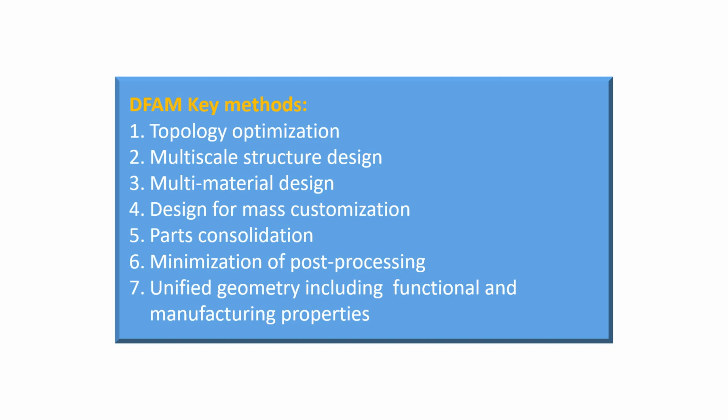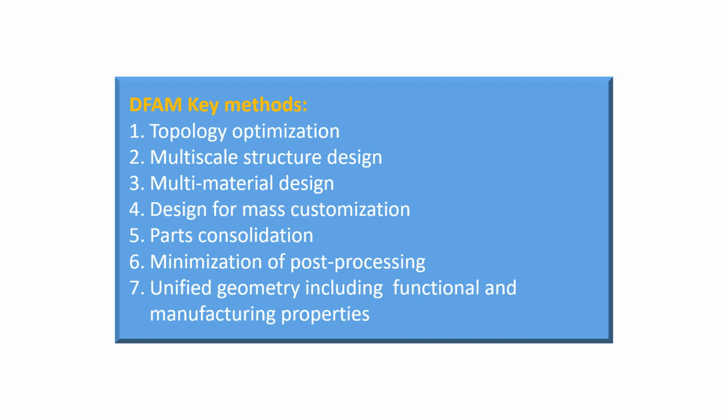6. Post-processing minimization. Minimizing the post-processing of additive manufacturing parts primarily means designing so that the part requires as few support structures as possible, but the design can also affect the amount of other post-processing. For example, threads are such a thing.